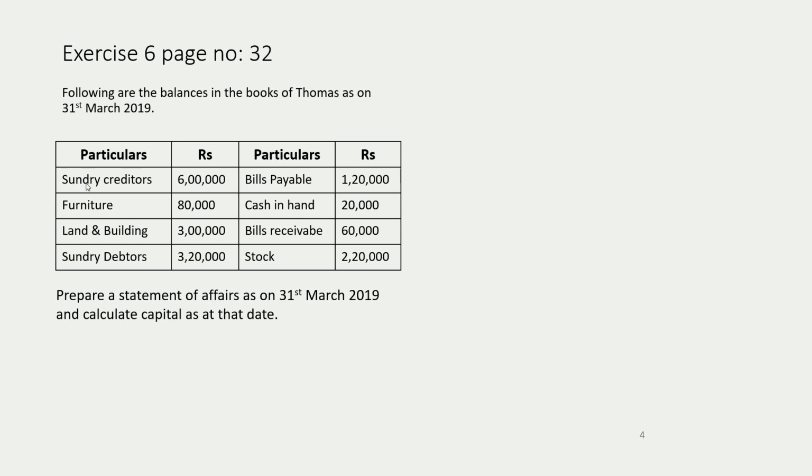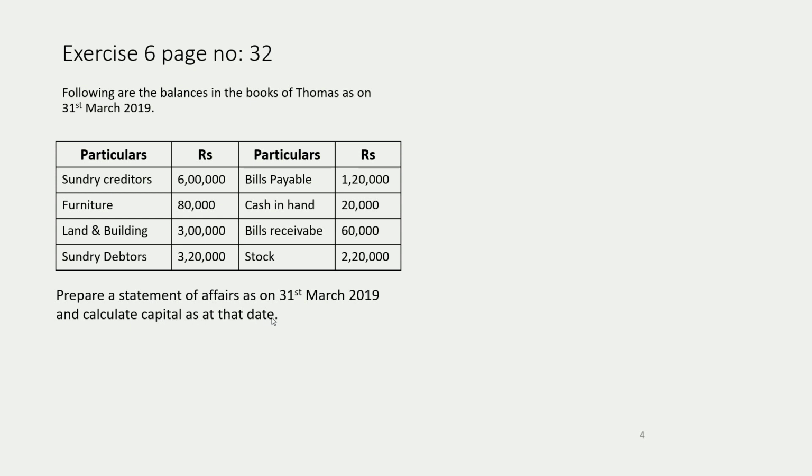We will read out. Sundry creditors 6 lakhs. Furniture 80,000. Land and building 3 lakhs. Sundry debtors 3,20,000. Bills payable 1,20,000. Cash in hand 20,000. Bills receivable 60,000. Stock 2,20,000. Prepare a statement of affairs as on 31st March 2019 and calculate capital as at that date.